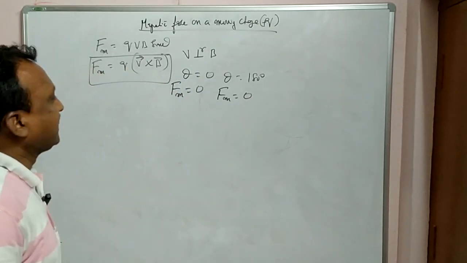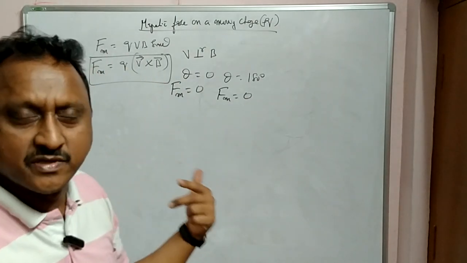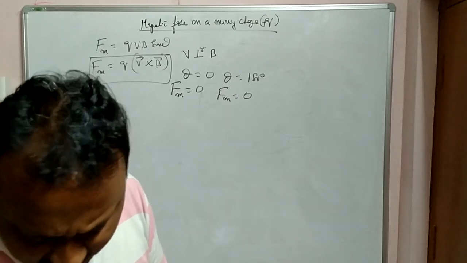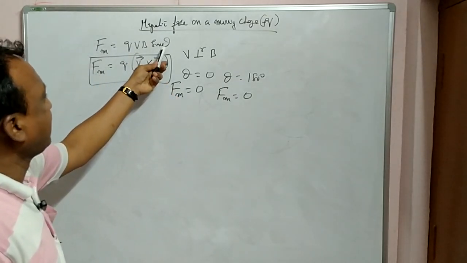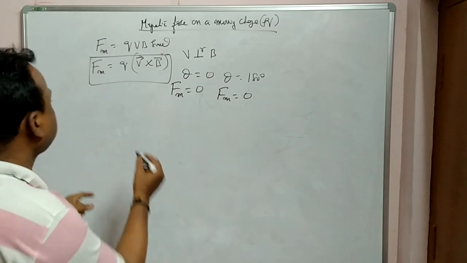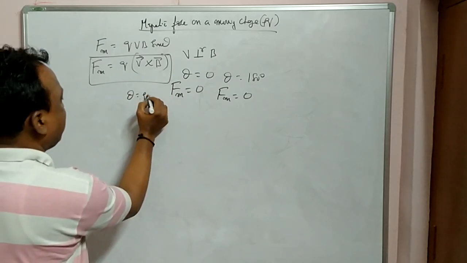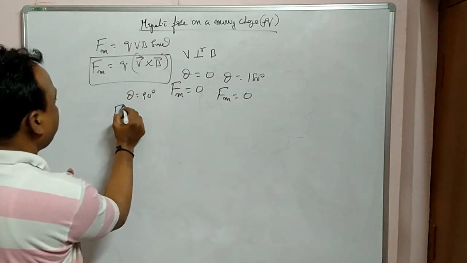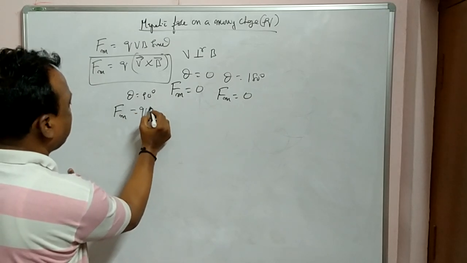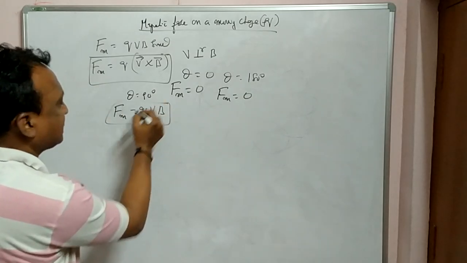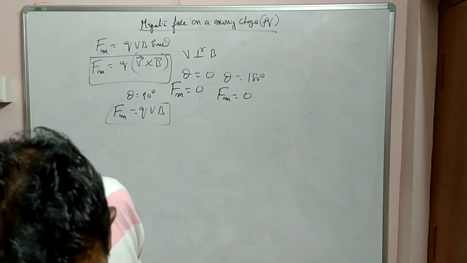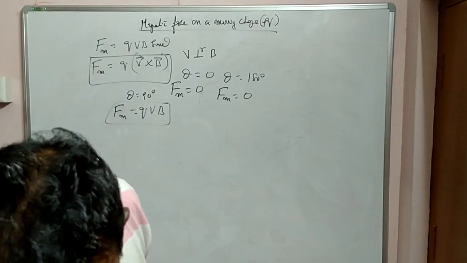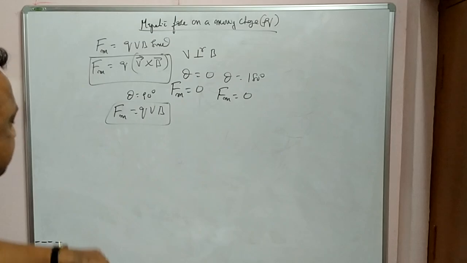So when theta is equal to 0, same direction, or 180, opposite direction, the magnetic force is 0. And it is maximum at 90 degrees. Sin 90 is 1, therefore when you put theta equal to 90, the maximum magnetic force is equal to QVB newtons. So it is maximum for 90 degrees, and minimum for theta equal to 0 and 180. Next, Fleming's left hand rule.